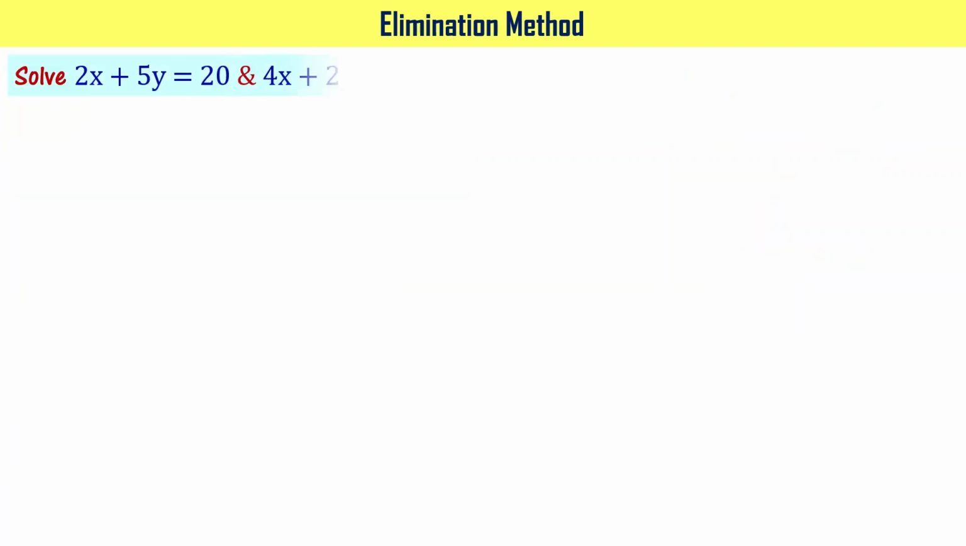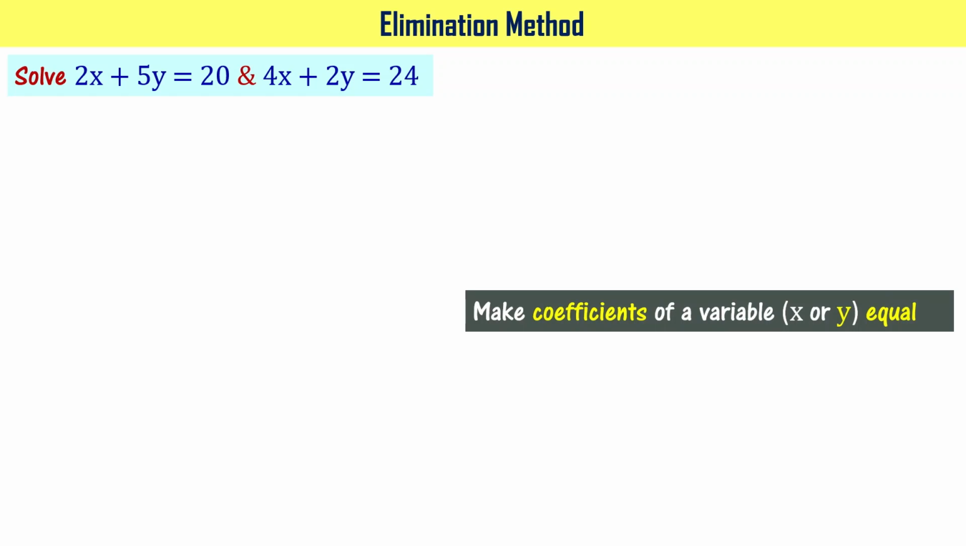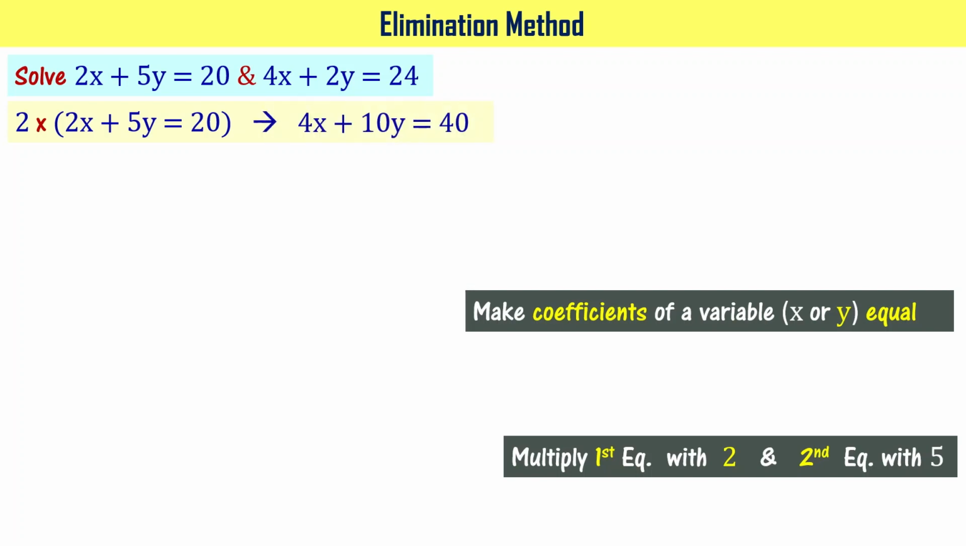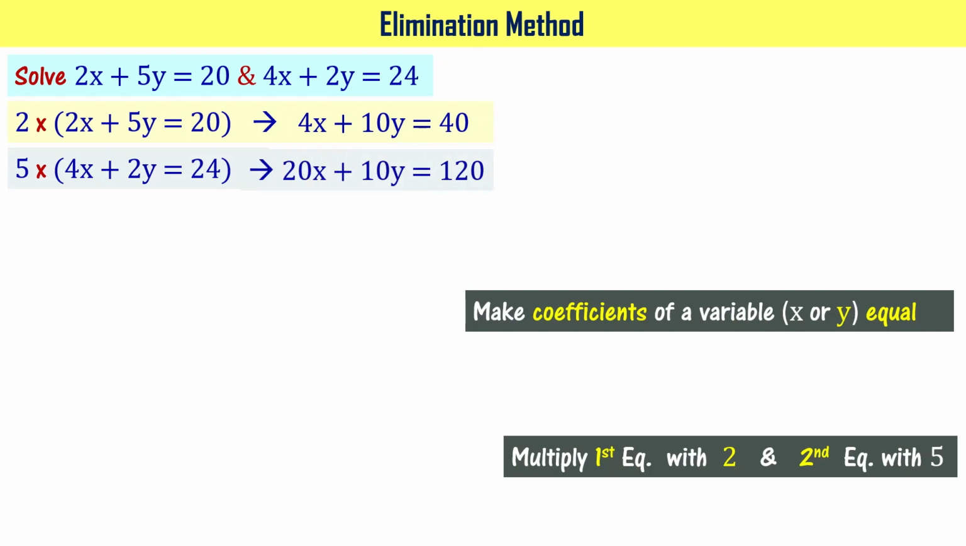Let's solve the same problem but in a slightly different way now using the elimination method itself. The first step is we have to make coefficients of a variable equal. For that, what I'm going to do now is I'll multiply first equation with number 2 and second equation with number 5. When I multiply first equation with number 2, what I get is 4x plus 10y equal to 40. And when I multiply the second equation with 5, I'll get 20x plus 10y equal to 120, right?